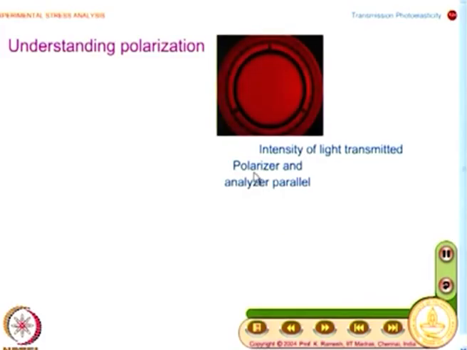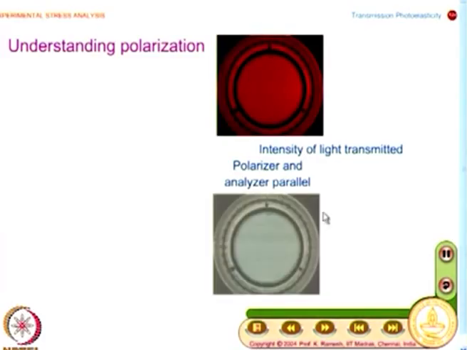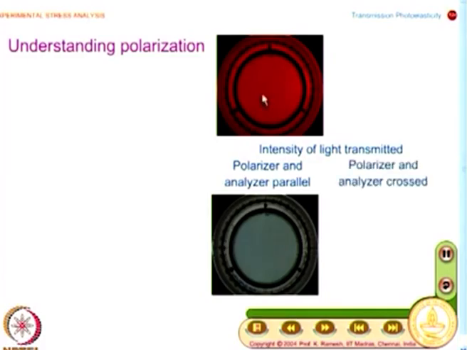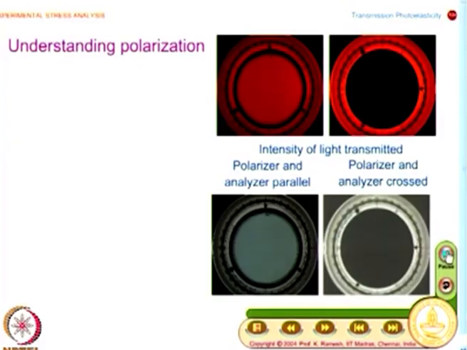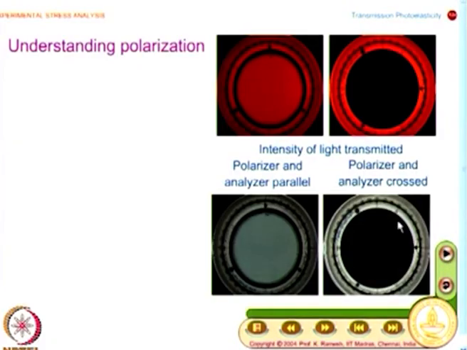What I have is polarizer and analyzer are parallel. So, light is transmitted, whether it is a monochromatic or white light source, and when polarizer and analyzer are crossed, the background, the entire field, is dark. I have a protractor on the Polaroid sheet, so you will also know the angular orientation.